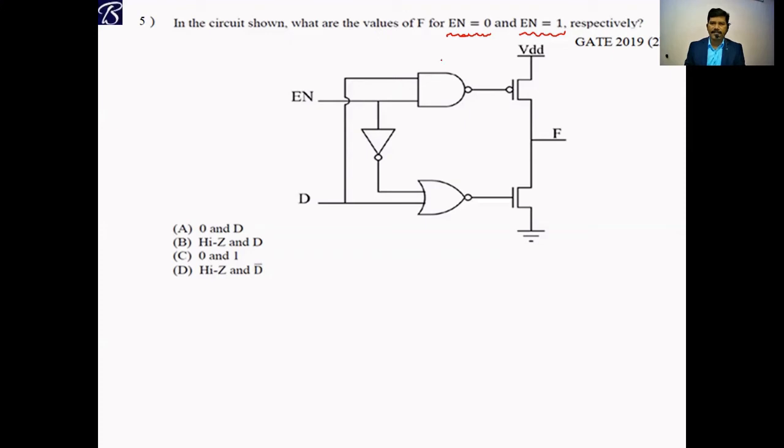Let us take the first case, En equal to 0. When it is 0, what is the truth table? 0 0, 0 1, 1 0, 1 1. What is the NAND truth table? 1 1 1 0.